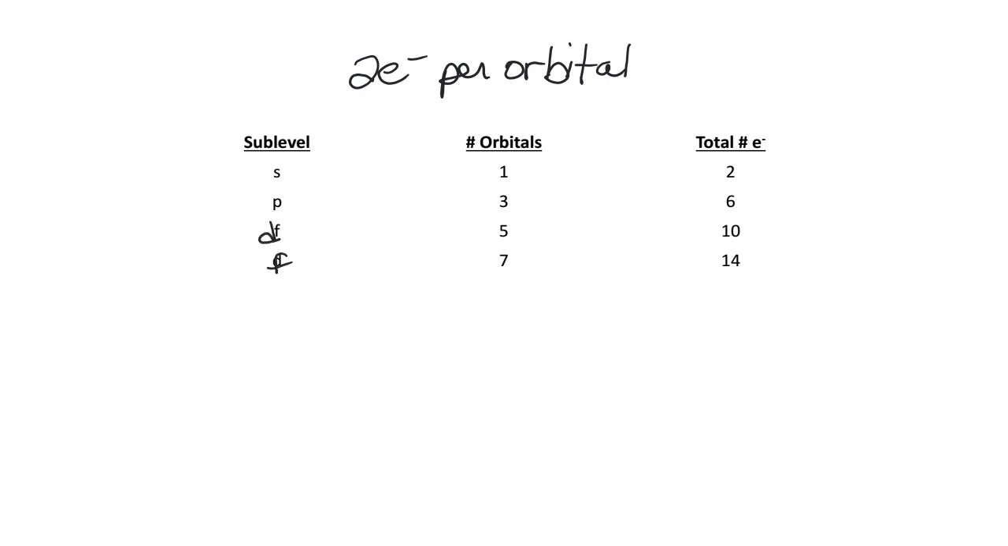This is D and this is F. The D had 5 different orbitals, which means 5 different paths that those electrons could follow. And if you have 2 electrons in each path, then you've got a total of 10 electrons. F had 7 orbitals, so there's 7 different paths, which means there's 14 total electrons that can fit into an F sublevel.